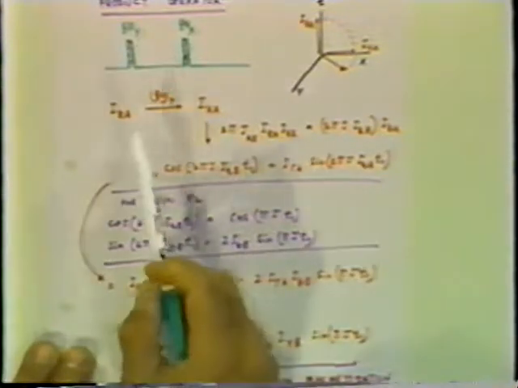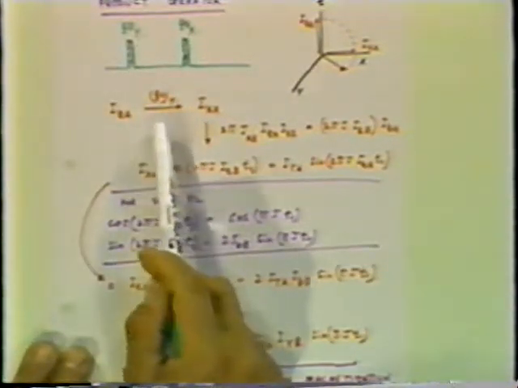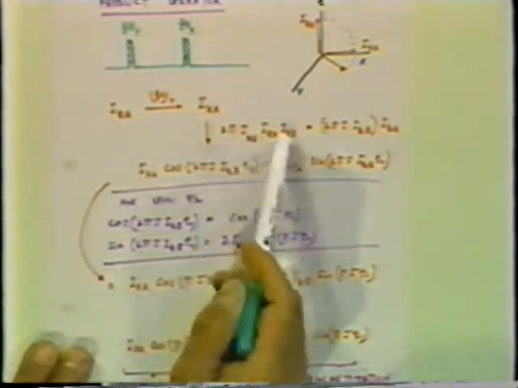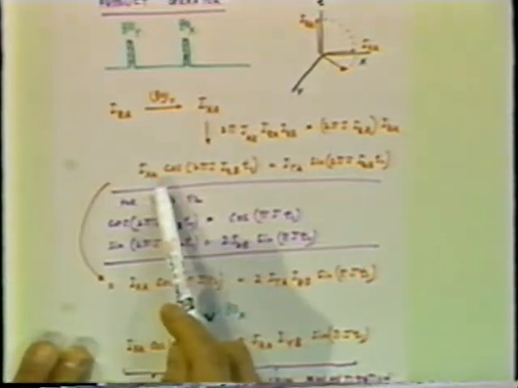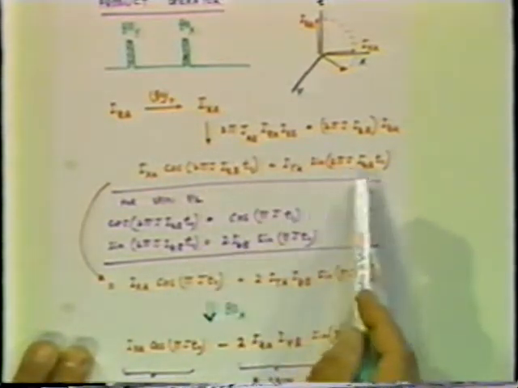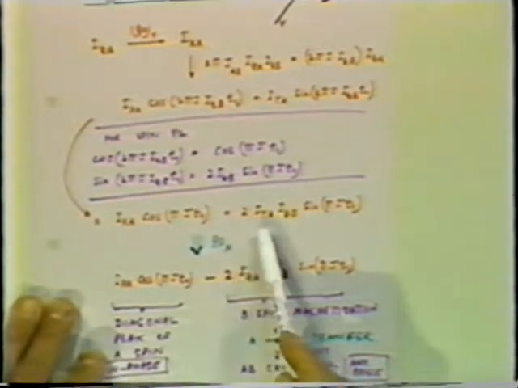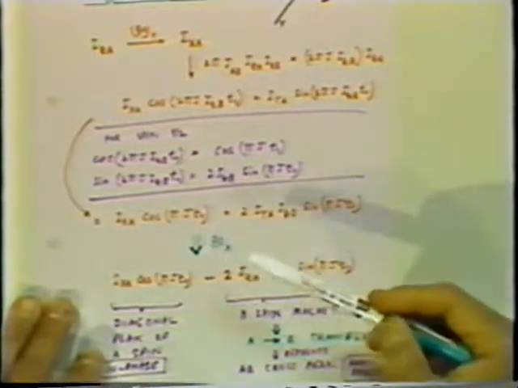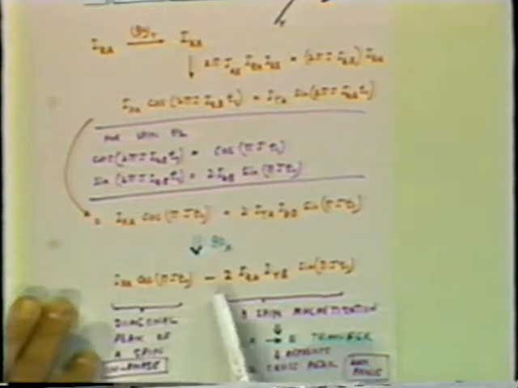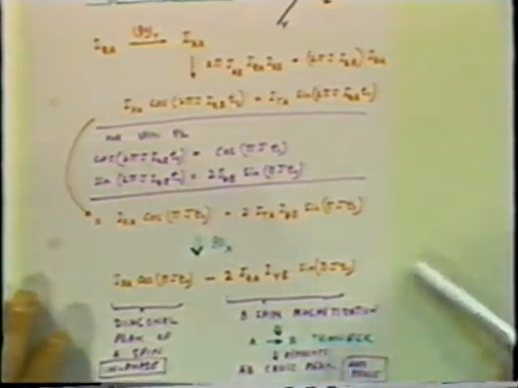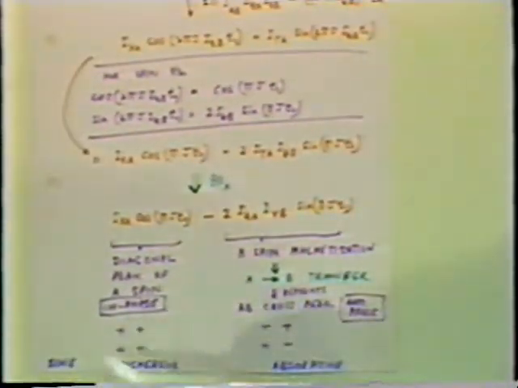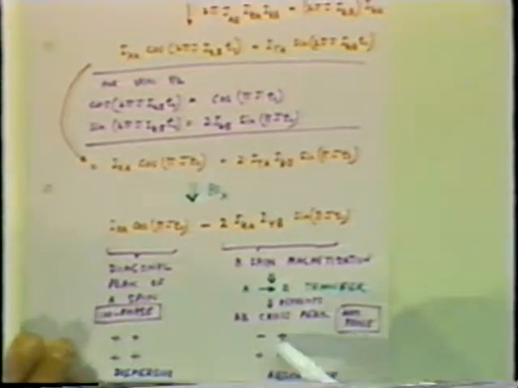Putting in the chemical shift evolution, one can see, for example, IZA goes by a 90-degree pulse to IXA, and I put in the precession under J, and then I get IXA cos plus IYA sine, and using this property, I have IXA cos πJt1 plus 2 IYA IZB sin πJt1. Applying a 90-degree x pulse, I then get IXA cos πJt1 minus 2 IZA IYB sin πJt1. This is the diagonal peak, which is in phase, and a cross peak, which is antiphase.